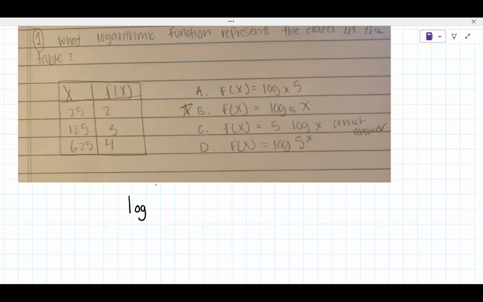This is log base 5 of X. Now, the only reason I'm doing that is just because the math is awkward and confusing. It's good to have the right language. The base is the thing that's the subscript below. The thing you're taking the log of is here. So if this is right, then everything in this table should work. So the question is, is log base 5 of 25 equal to 2? That's what we're really asking.